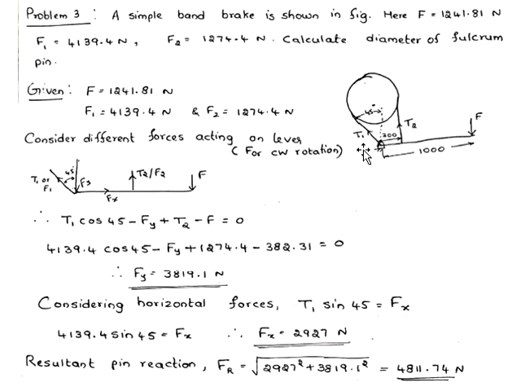1241. F1, F2 or T1, T2 values are given. Calculate diameter of pin. Here given values are F, F1, F2. These three values are given.